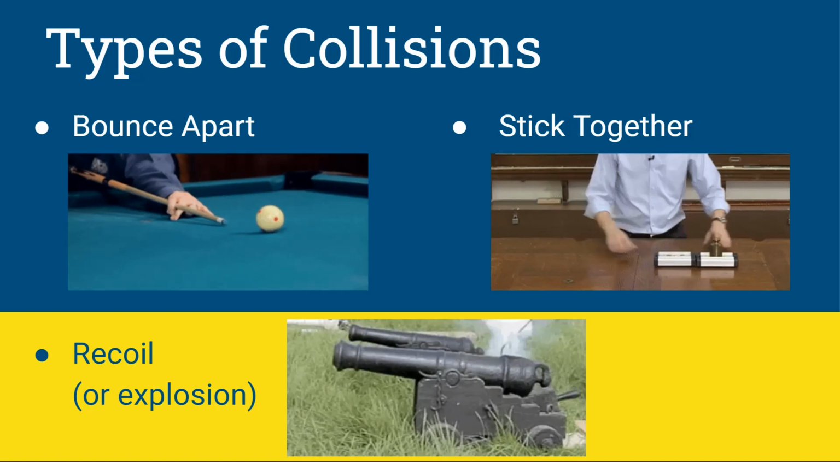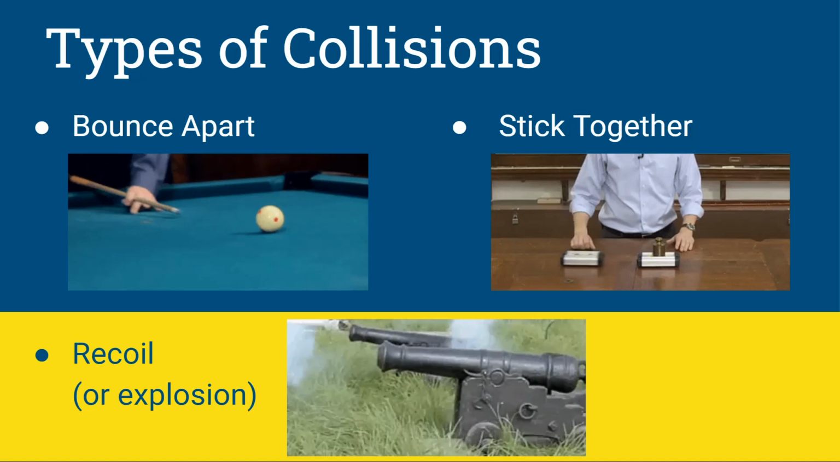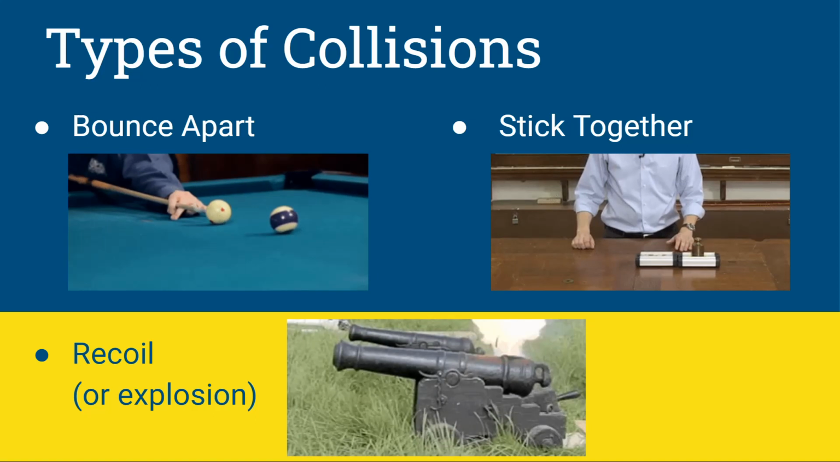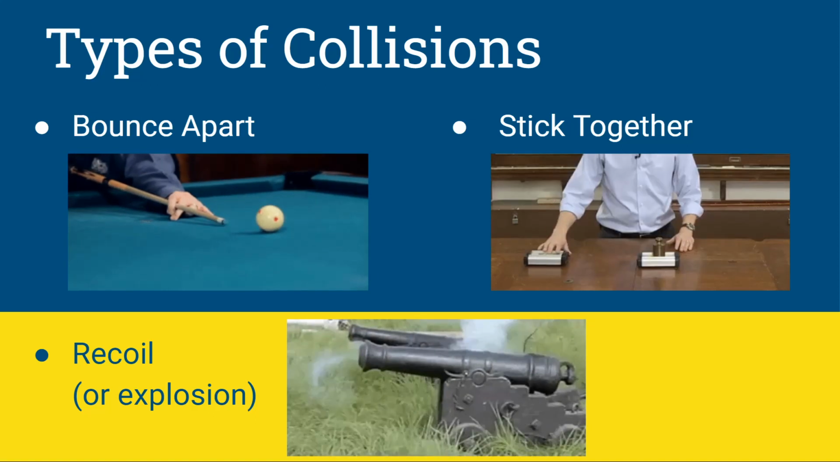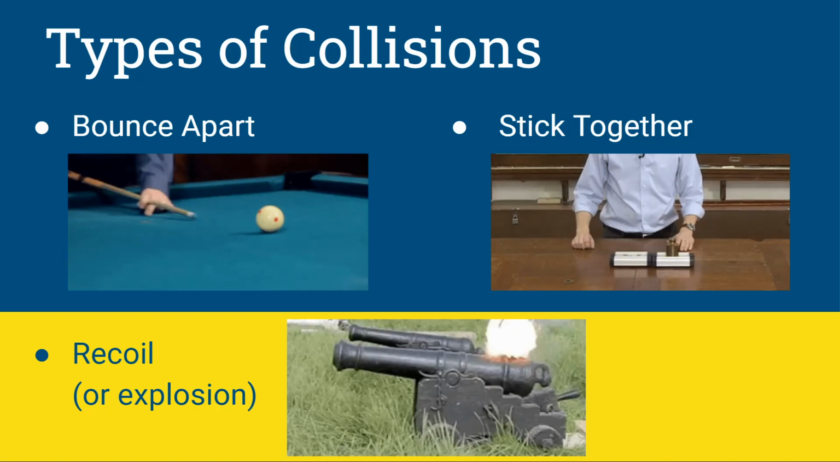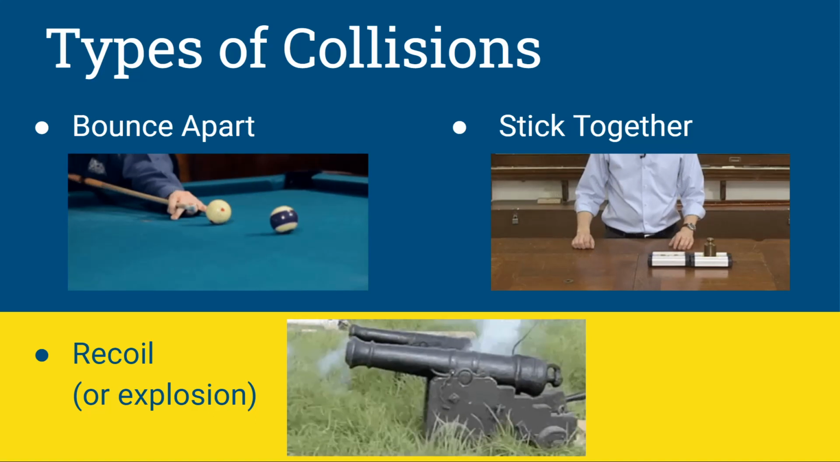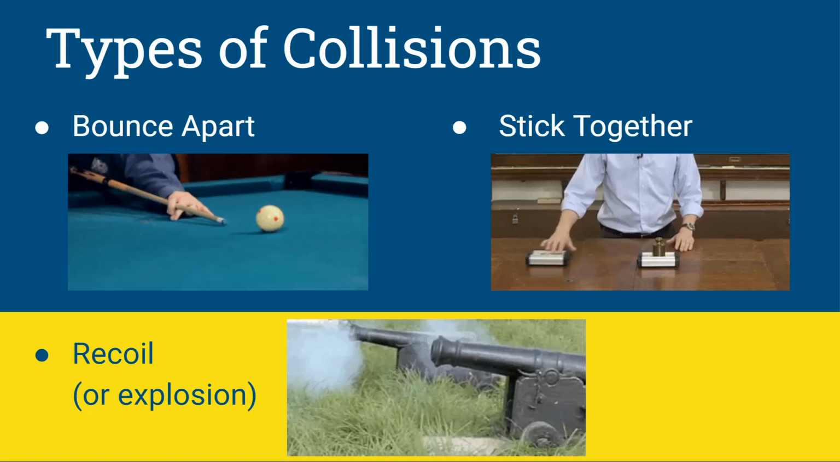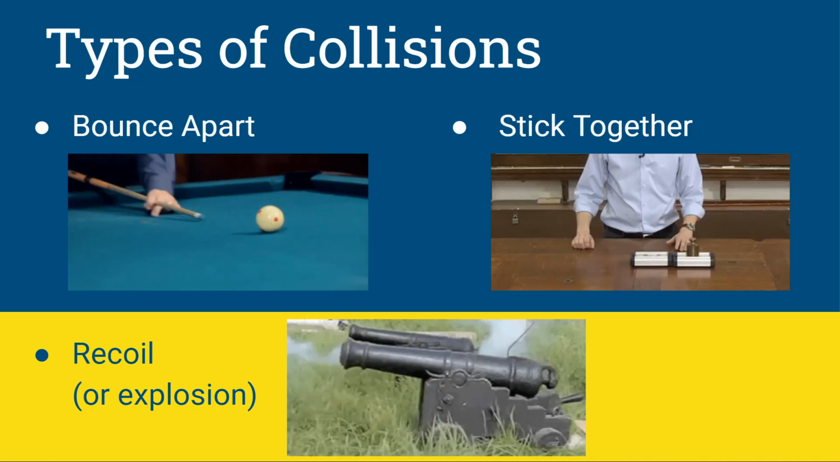So we're going to talk about three different types of collisions, and I'm going to go through them one by one. You're welcome to jot all three of them down right now, or you can write them down as we go through them. But we are going to talk about three different types of collisions. Bounce apart collisions, like the two pool balls that hit each other.